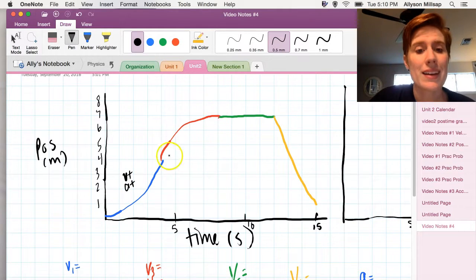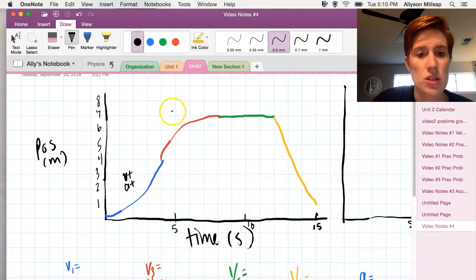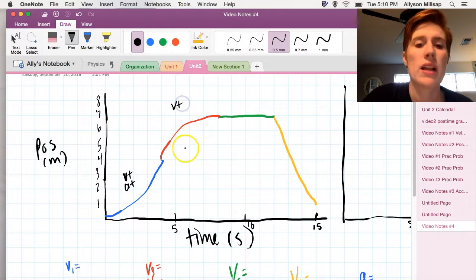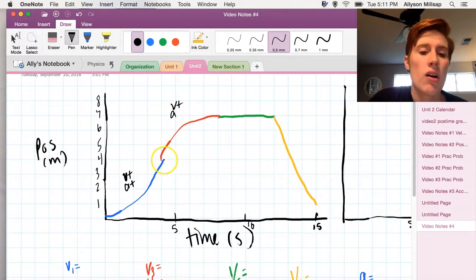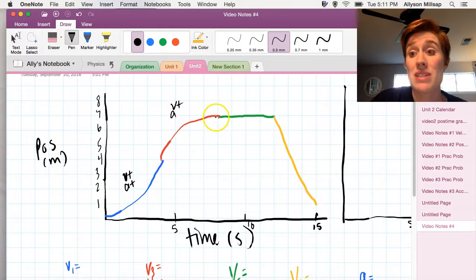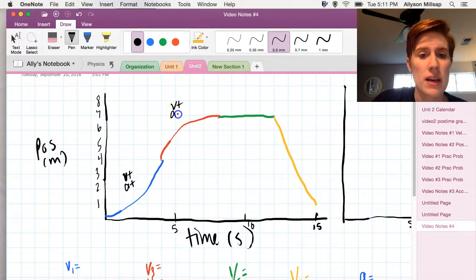Then this red line here, I can see that I'm changing my motion. I am still moving in the positive direction, so my velocity is positive. What's my acceleration? Well, I'm not getting a steeper slope. My slope is starting to flatten out. Do you see that? It's starting to get flat here. So that means my acceleration is causing me to slow down. The only way I would slow down is if my acceleration sign was opposite of my velocity sign.